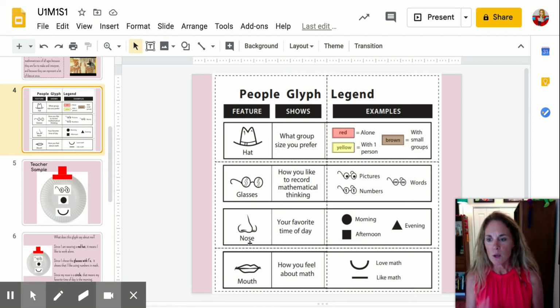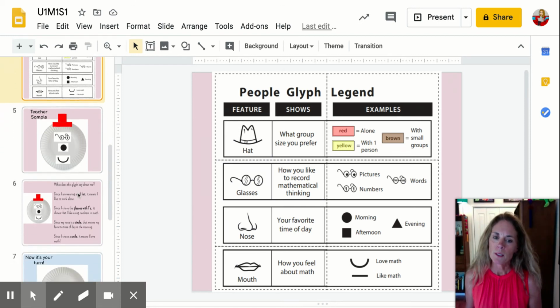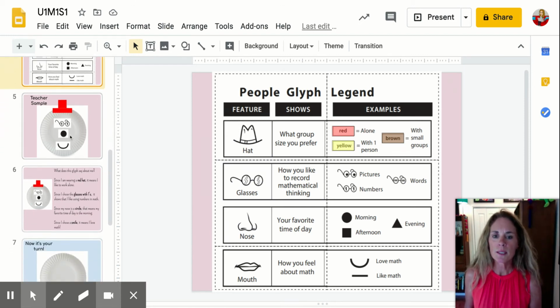And then you have a nose, and this is when you like to work during the day. So you have a round one in the morning, a square one if you like working in the afternoon, and a triangular one for the evening. And your mouth tells us how you feel about math. So you're going to choose a smiley face if you love math and a straight face if you kind of like it, but you're not so sure. I'm going to show you how to do this. So there is an example.